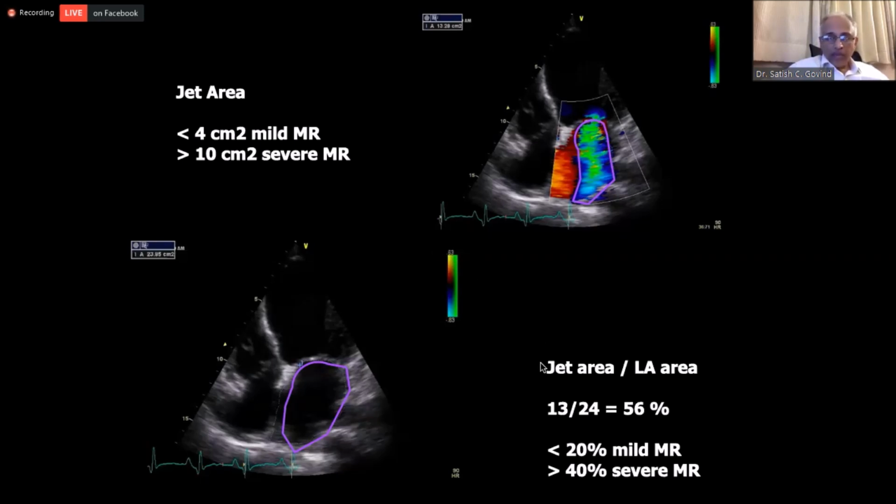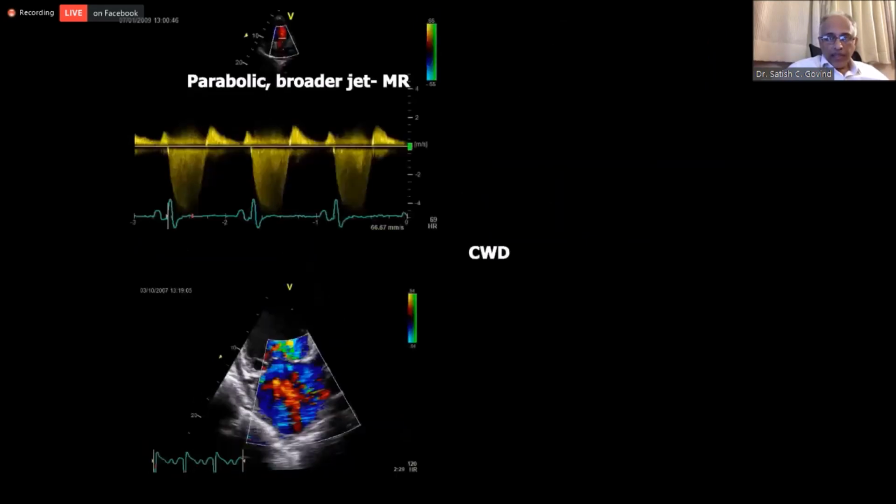You have these various numbers here. One is just to look at the jet area. Another one is to look at both the LA and the jet area and do a ratio to see how the numbers stack up. So not very reliable, but again recommended as far as the guideline is concerned.